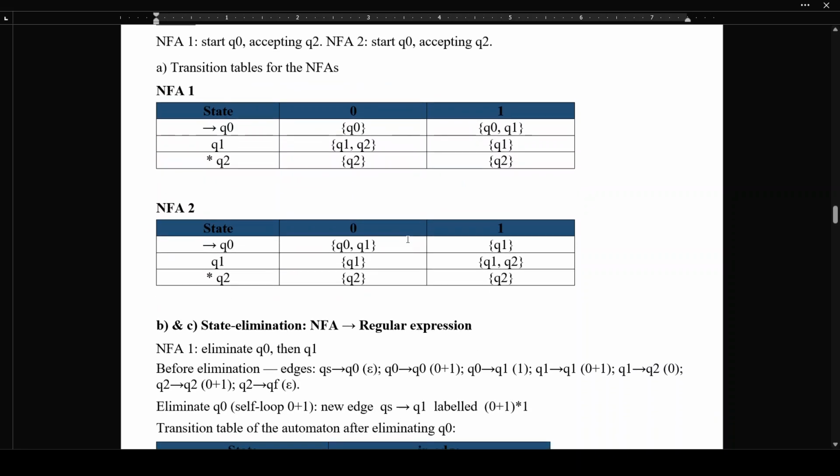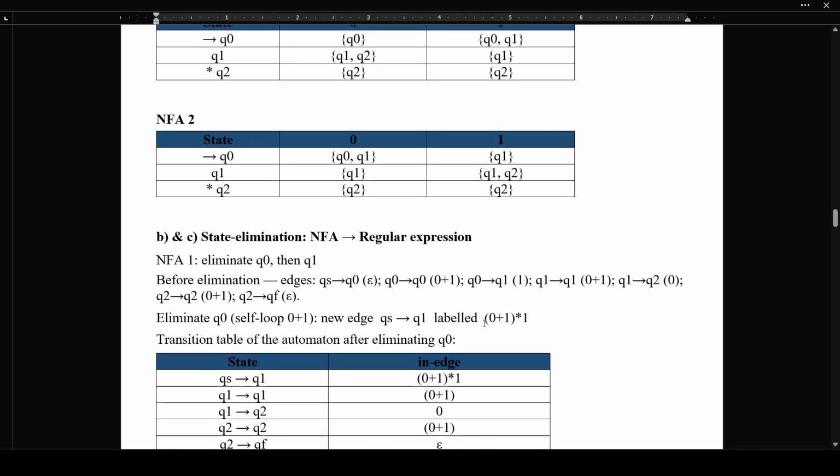Our second NFA here has q0 as the start state; on input of 0 it moves to q0 and q1, and on input of 1 moves to q1. Then q1 on input of 0 moves to q1, and on input of 1 we move to q1 and q2. Q2, being our accept state, on input of 0 moves to q2, and on input of 1 moves to q2.